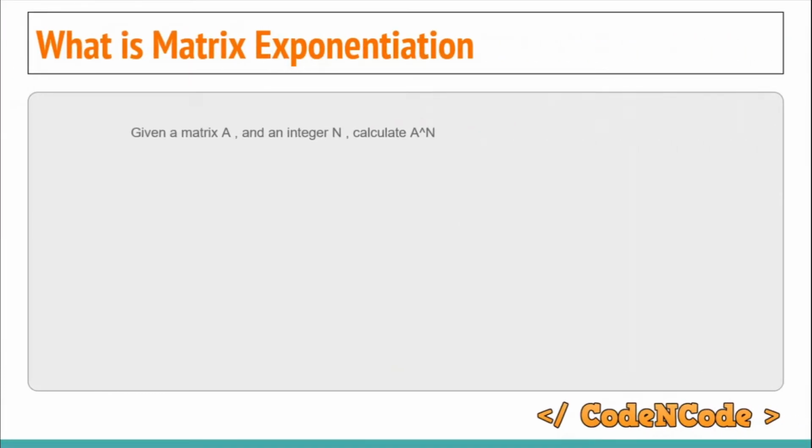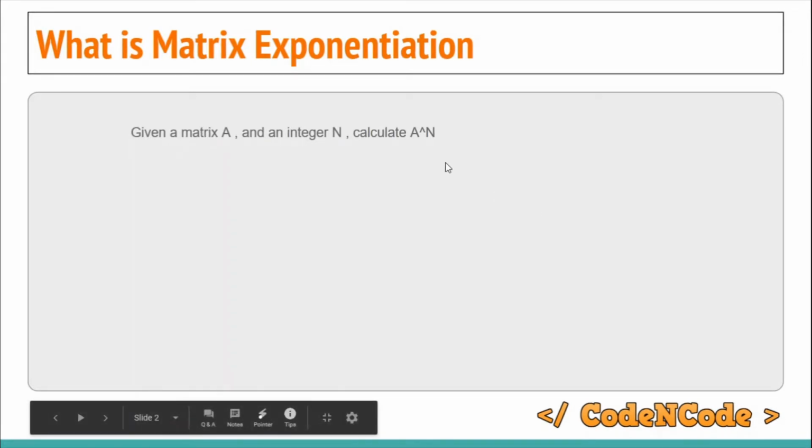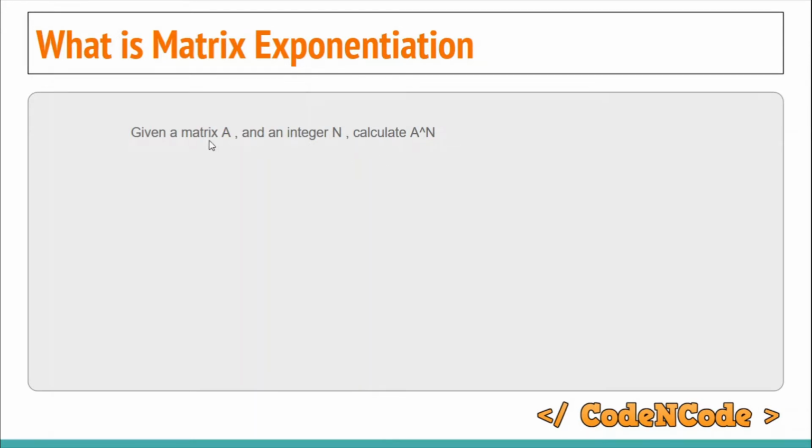So what is matrix exponentiation? Matrix exponentiation is basically you are given a matrix and you have to calculate its power raised to some integer. So in this example it is A raised to power n.